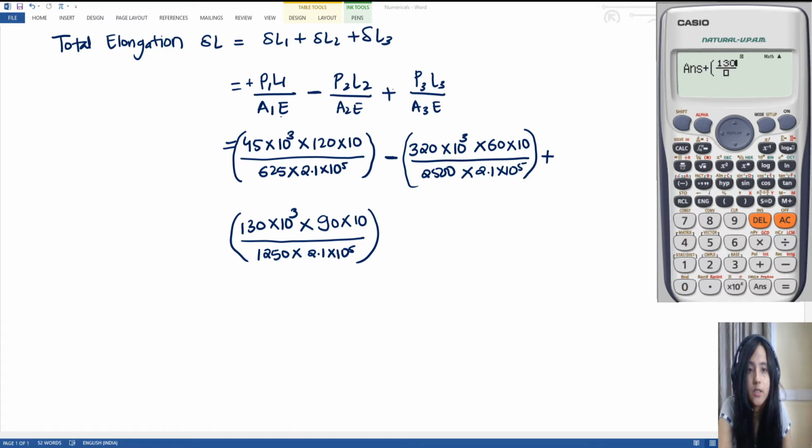Plus 130 into 10 raised to power 3 into 90 into 10 divided by 1250 into 2.1 into 10 raised to power 5.